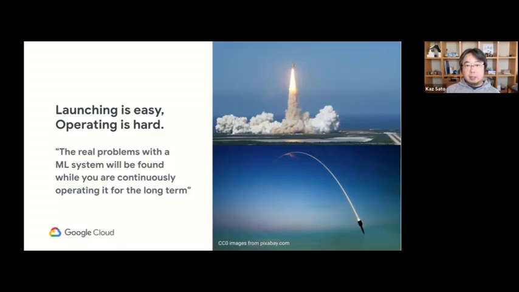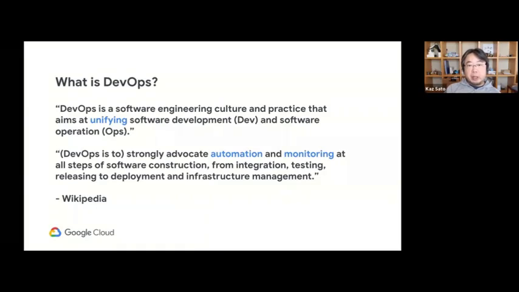And he said launching the machine learning system is the easiest part. The hardest part is to keep operating that system for many years, because the real problems with the ML system will be found while you are continuously operating it for the long term. So we felt that the practices we have learned in the DevOps area can also be applied to building a machine learning production system and operating it.